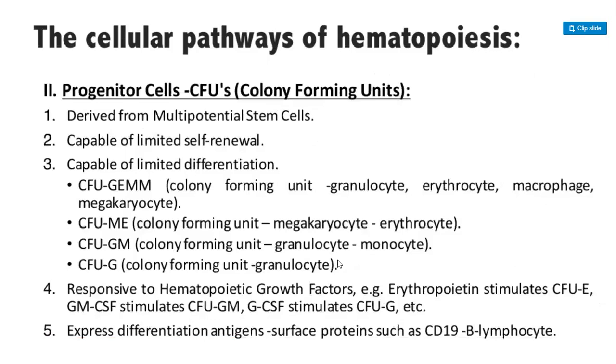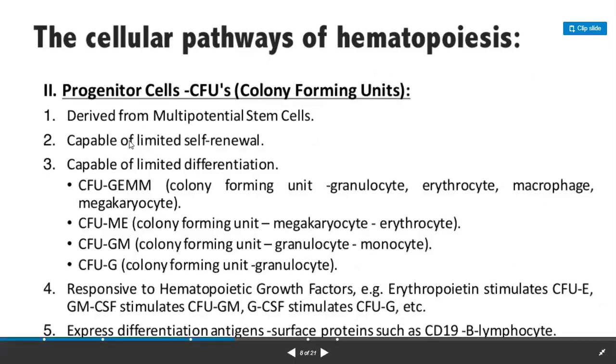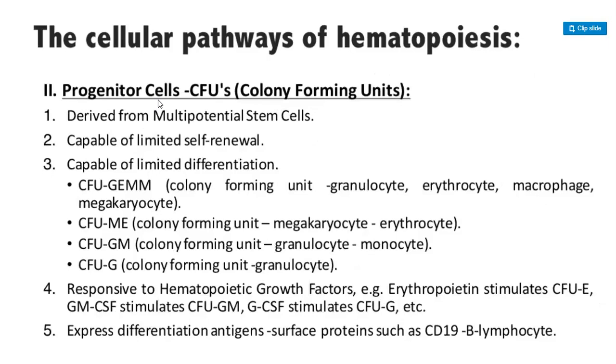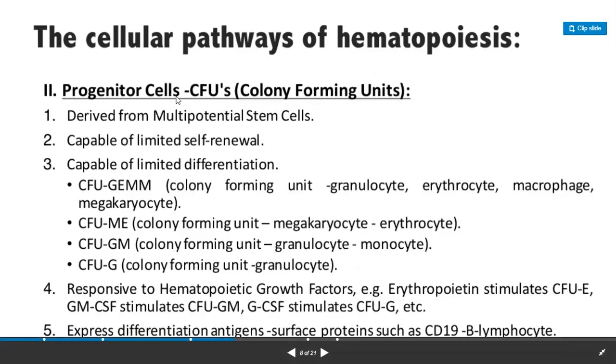Now, we said that after totipotent stem cells, we have multipotent stem cells. And then after multipotent stem cells, we have what we call progenitor cells. So totipotent stem cells will give rise to multipotent stem cells, and then multipotent stem cells will now give rise to what we call progenitor cells. Now, these progenitor cells, we also call them the colony-forming units. They are derived from the multipotent stem cells. They are capable of limited self-renewal, and they are capable of limited differentiation.